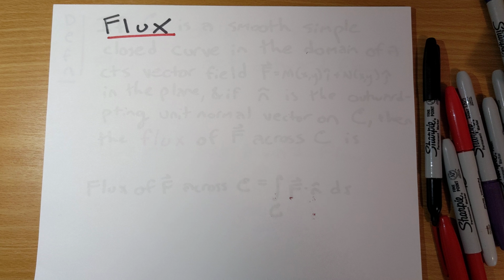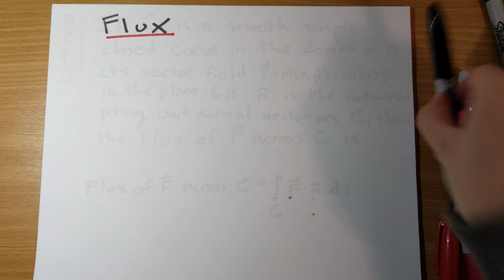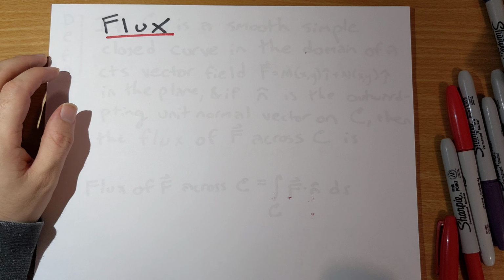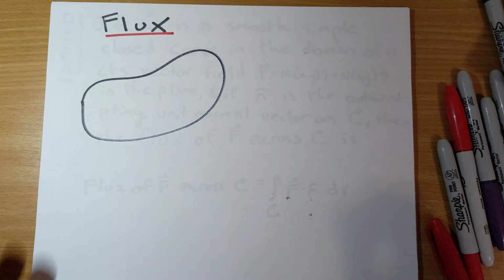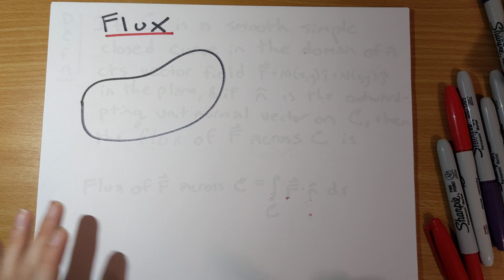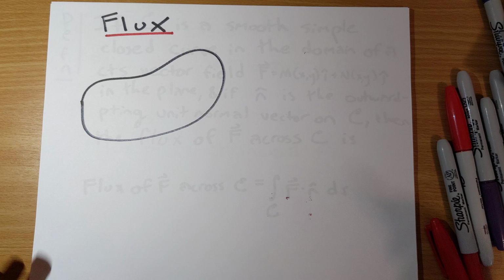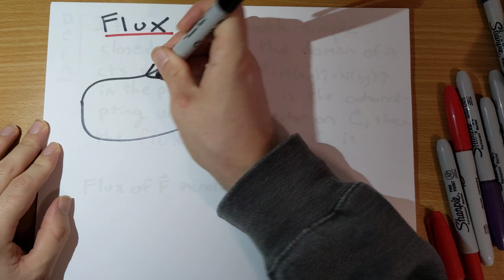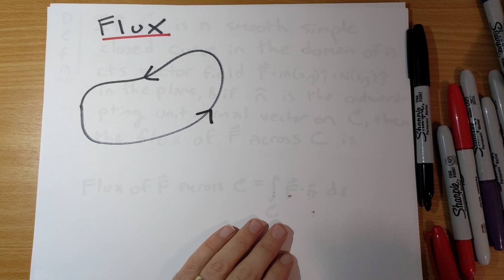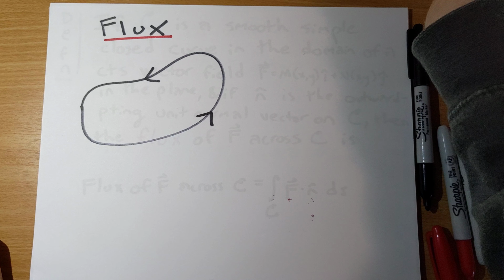One final definition in this section, section 16.2, is that of flux. So let me draw a picture to illustrate what flux is. The first thing that we need is some kind of curve, and we're going to assume everything here is just in the plane. It's going to be a simple closed curve. It doesn't cross itself. It starts and ends, so it's a single loop here. And let's just suppose that things are oriented counterclockwise like this.